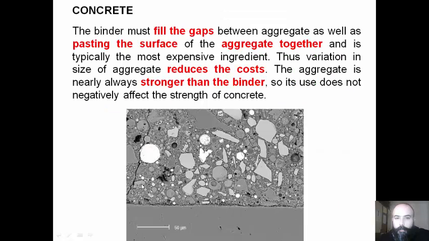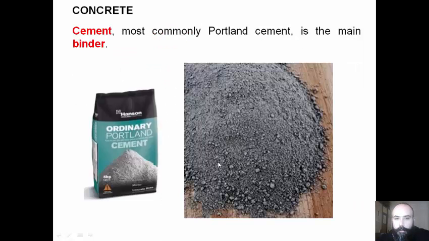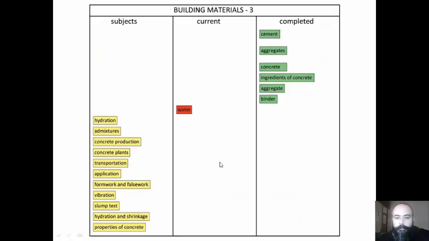The binder must fill the gaps between aggregate as well as paste the surface of aggregate together, and is typically the most expensive ingredient. Thus, variation in size of aggregates reduces the costs. The aggregate is nearly always stronger than the binder, so its use does not negatively affect the strength of concrete. Cement, most commonly Portland cement, is the main binder.